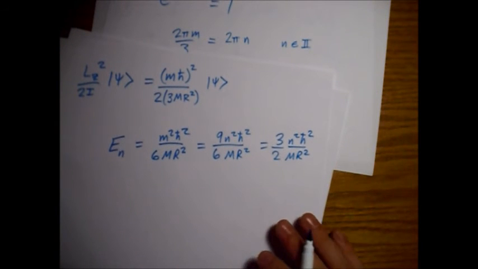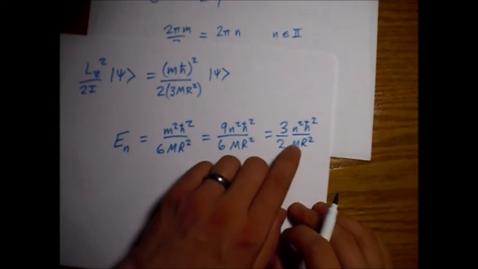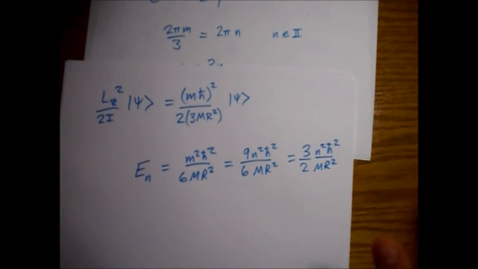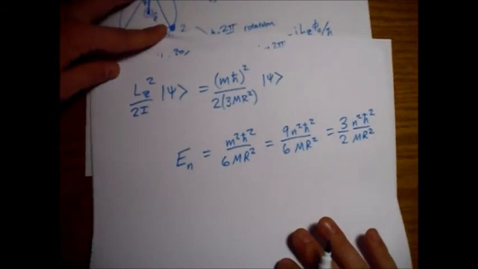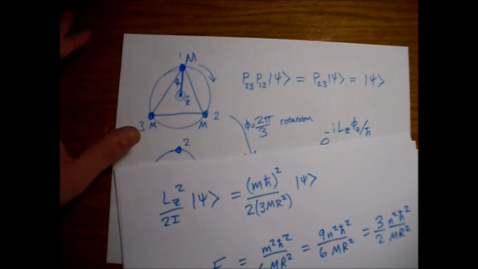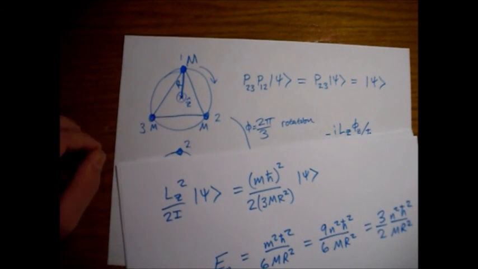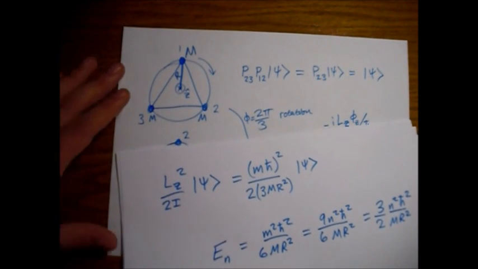All right, so there we go. Here are the energy levels of this rotating system for these 3 equally massive bosons rotating around this ring while staying equally spaced. All that great stuff.